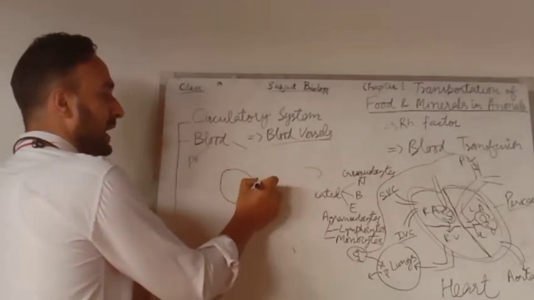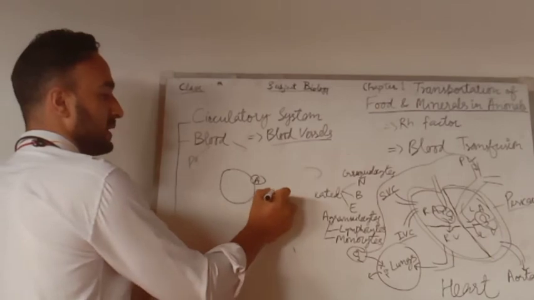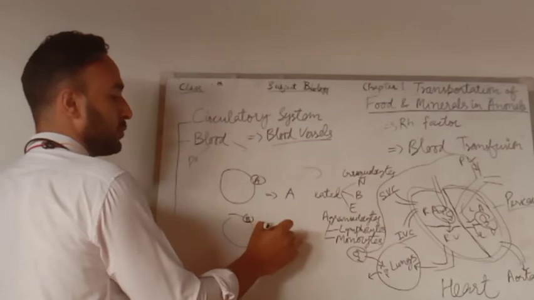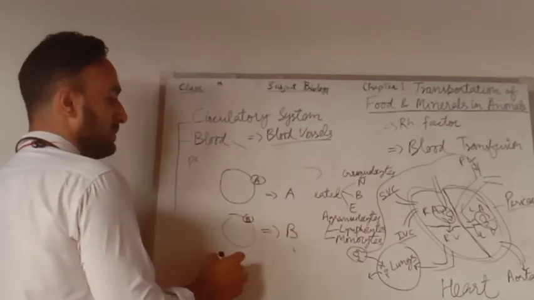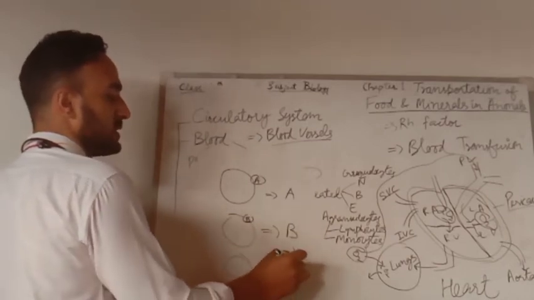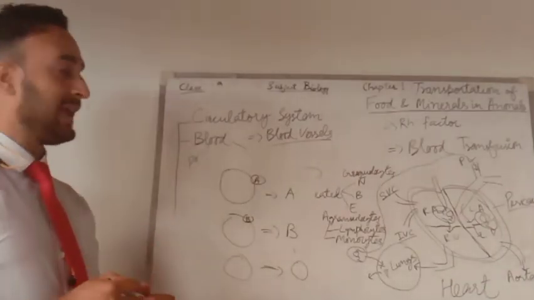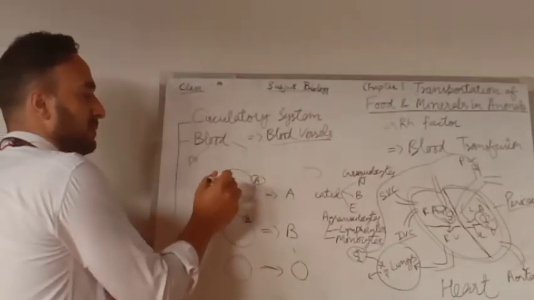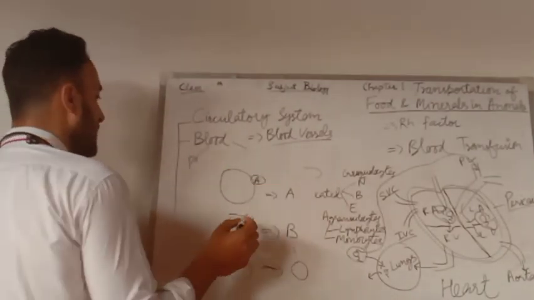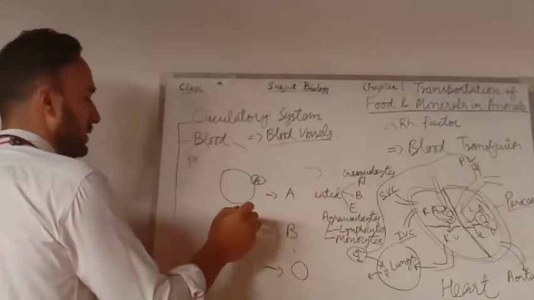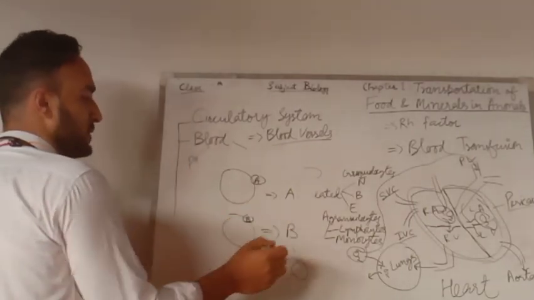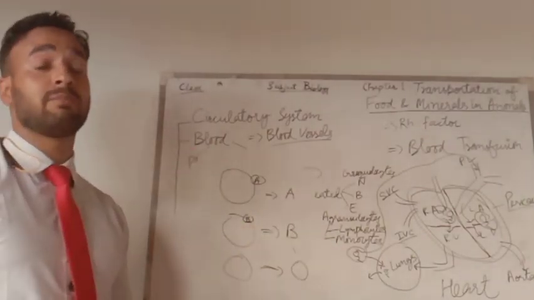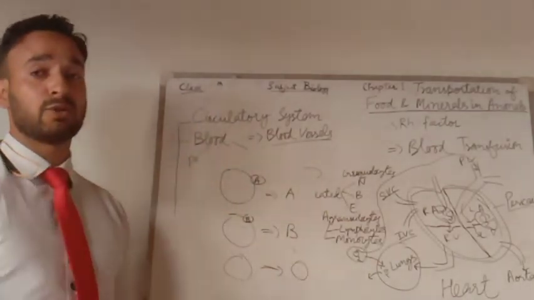Okay. If A antigen is present here, the blood group is A. Okay. And if B antigen is present here, the blood group is B. And if there is no antigen present here, the blood group is O. Okay. So A antigen. What is antigen? Antigen is a protein. So if A protein is present on the plasma membrane of RBC, the blood group is A. If B protein is present on the plasma membrane of RBC, the blood group is B. And if there is no A or B protein present on the RBC, the blood group is O.